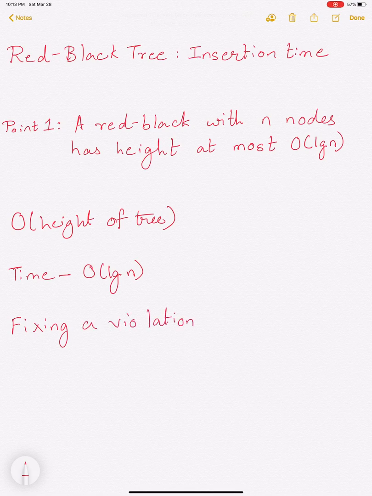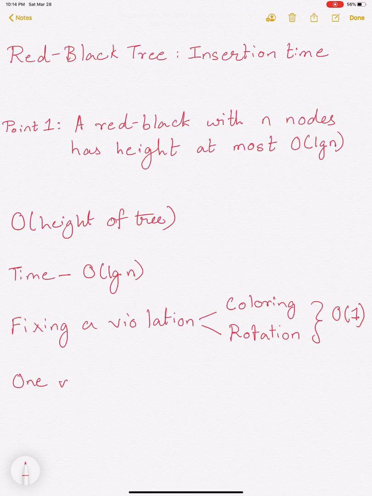If you look at the previous videos in this playlist, you'll know that we adopt two methods. One is coloring, and the other one is rotation. Both coloring and rotation are constant time operations. That is, one coloring and one rotation takes constant time, that is O of 1. To fix one violation, you need a finite number of rotations and coloring.